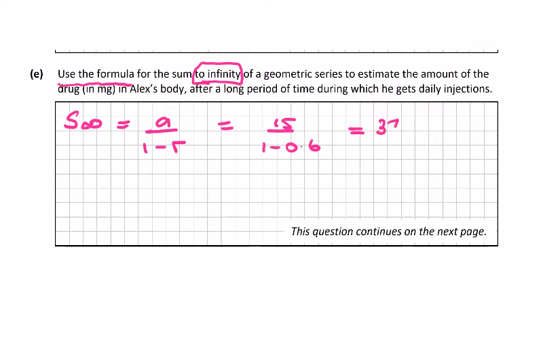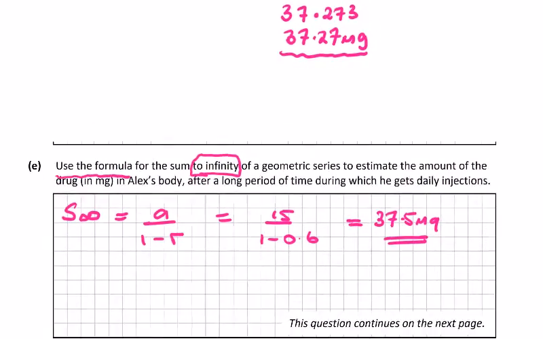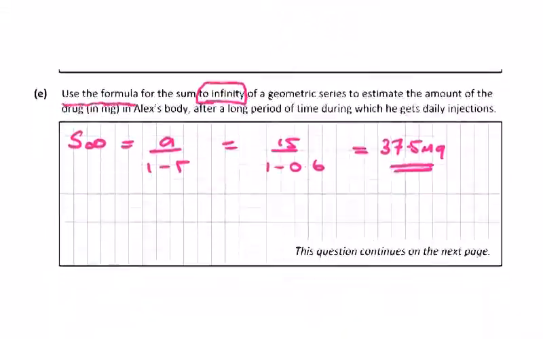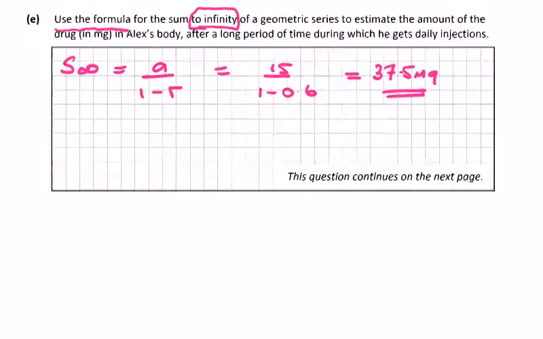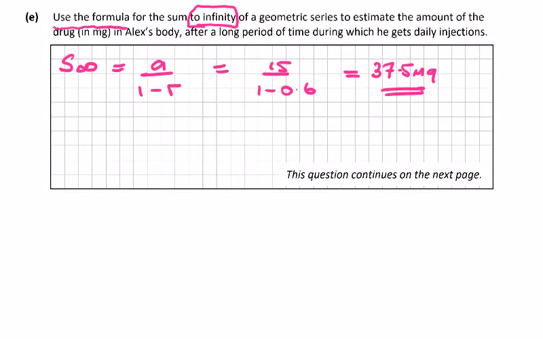is 37.5 milligrams. You can see here there's only a max amount that he'll end up with in the system. 37.27 was the last one, 37.5 for the last part of Alex's injections. Now on to Jessica's injections.